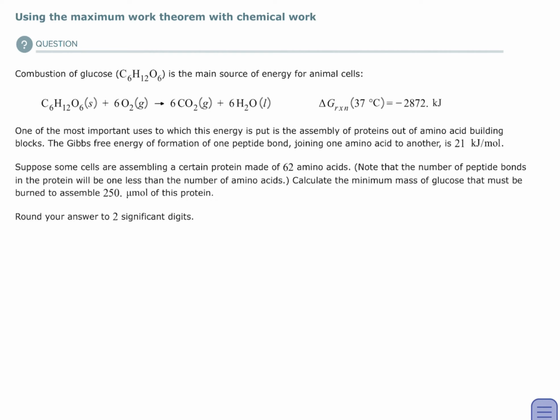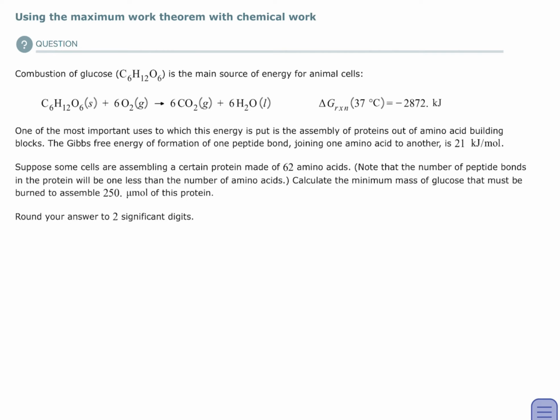You've got some sugar, and it gives you the free energy of that glucose as it's being broken down. Then it tells you how much energy it takes to assemble a peptide bond on a protein, and that you have 62 amino acids. That means you have 61 bonds. And so how many glucose molecules are you going to use in order to make this protein?